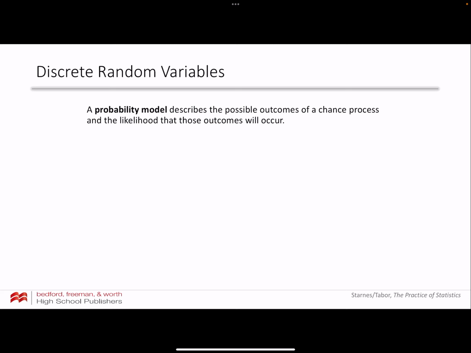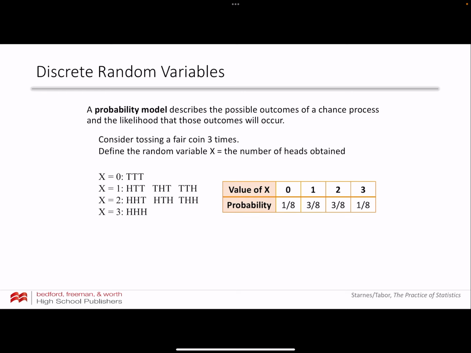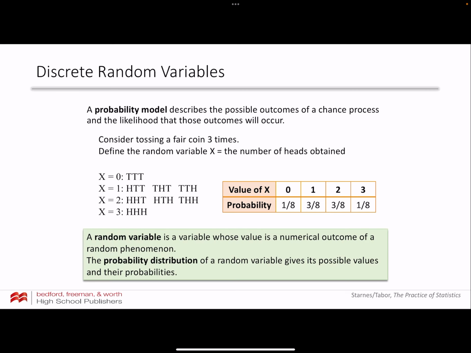So a probability model, we just looked at one, describes 2 things: the possible outcomes and the likelihood that those outcomes will occur, or in other words, the probability of each. So I just made you a table to represent the probability model of tossing 3 coins and counting the number of heads. When we define our variable to be the number of heads obtained, we are going to call that a random variable. So a random variable is just a variable whose value is a numerical outcome of a random phenomenon.